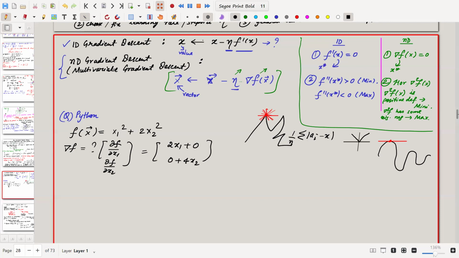So suppose we take the initial condition -5, -2 and we apply the gradient descent we learned so far, that is x bar, that is x bar is x1, x2. So we want to apply multivariate gradient descent.